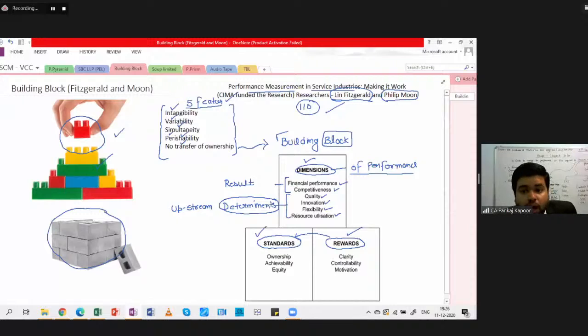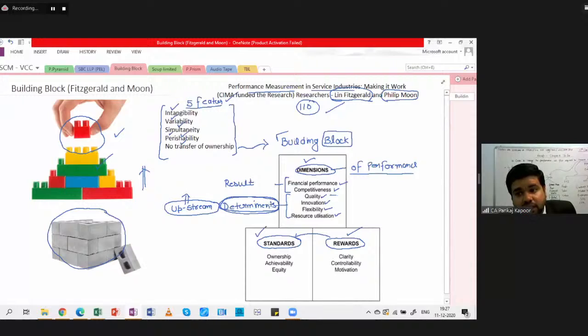Okay. Upstream dimension. What does it mean? It means it will improve the performance. These are the features which cause the change in the performance. These are the causes which let the building grow. In the same manner, these are the causes which let the performance grow. So determinants are nothing but the parameters of the performance.